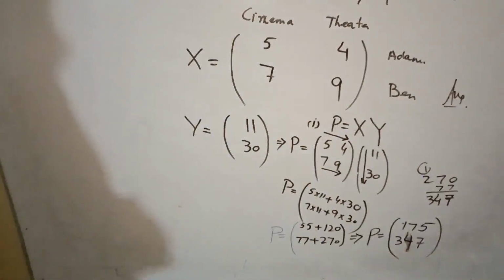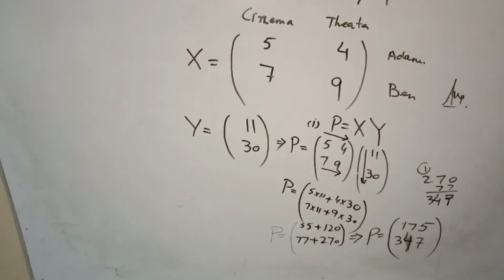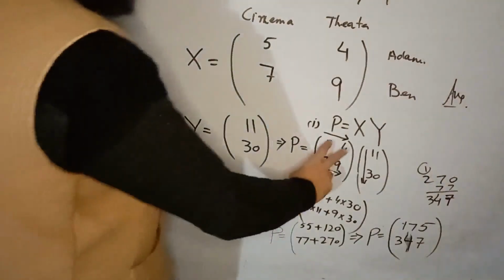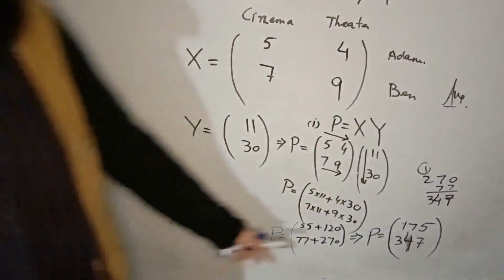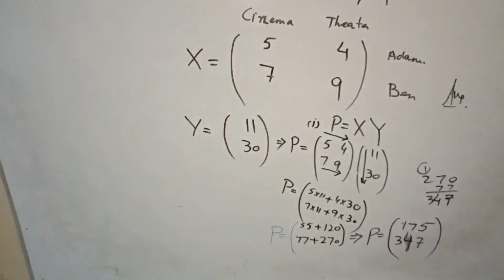So this is how you multiply two matrices, where the order of the first matrix was 2 by 2 and the order of the second matrix was 2 by 1. In order for two matrices to be conformal for multiplication, the number of columns of the first matrix should be equal to the number of rows of the second matrix. Here the number of columns of the first matrix was 2 and the number of rows of the second matrix was 2, so they are conformal for multiplication, and we multiplied them, and the answer is 175 and 347.